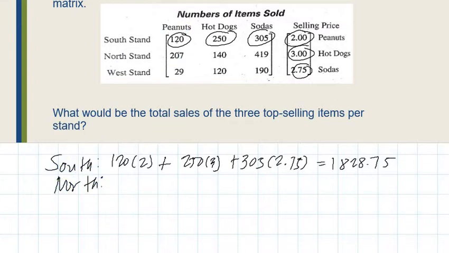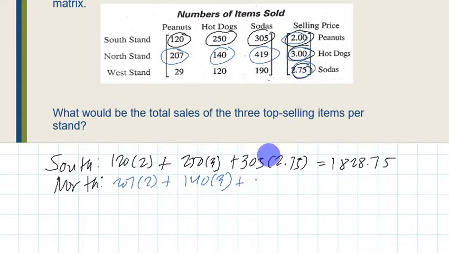So for the north, let's use a different color. We're going to have 207 times 2 plus 140 times 3 plus 409 times 2.75. This will then give us 1956.25. Not 25, 75 if I am not mistaken. Wait a moment. Alright, it's supposed to be 75.